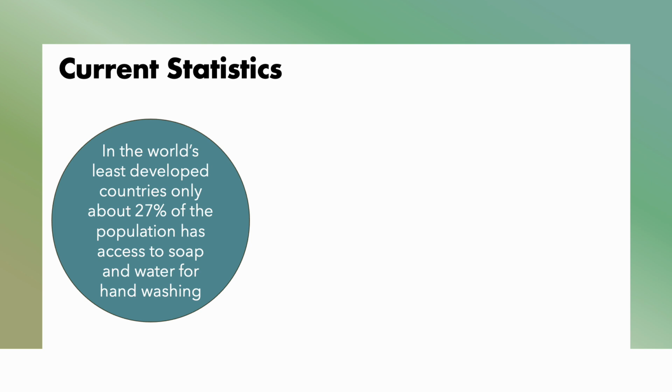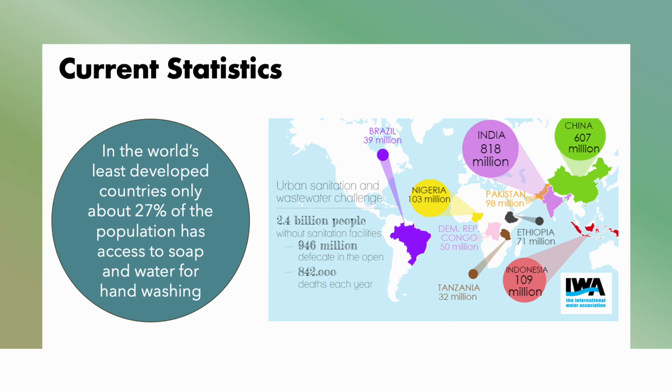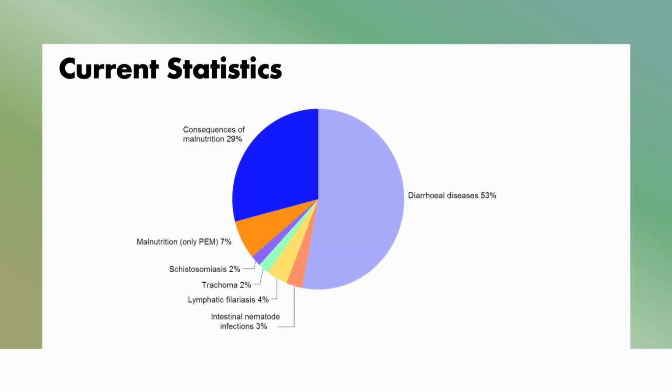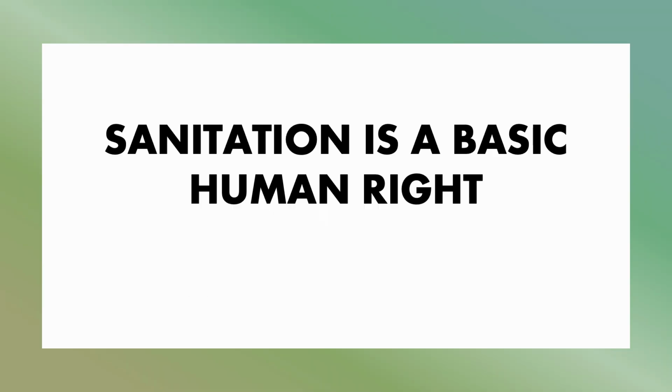Now for some current stats and facts about wastewater hygiene and sanitation. According to National Geographic, in the world's least developed countries, only about 27% of the population has access to soap and water for hand washing. This picture is from the International Water Association and shows how many people lack access to sufficient sanitation and hygiene services in different regions around the world. This pie chart represents the percent of preventable illness if basic sanitation and hygiene resources were widely available around the world. Recently, the United Nations even recognized access to clean water and sanitation an essential human right.